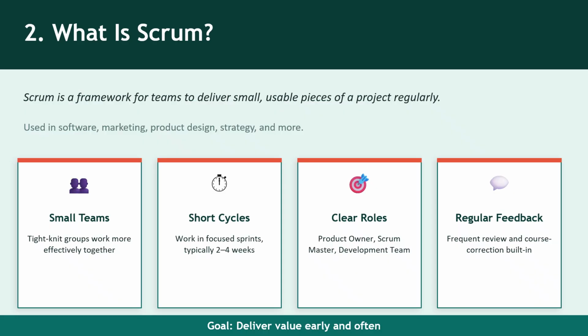2. What is Scrum? Scrum is a framework that helps teams work together to deliver small, usable pieces of a project regularly. It's common in software development, but it's now used for all types of project: marketing campaigns, product design, new product development, and even business strategy. Scrum has 4 key elements: small teams, short work cycles, clear roles, regular feedback. The goal is simple: deliver value early and often. That sounds simple, but what does it mean?